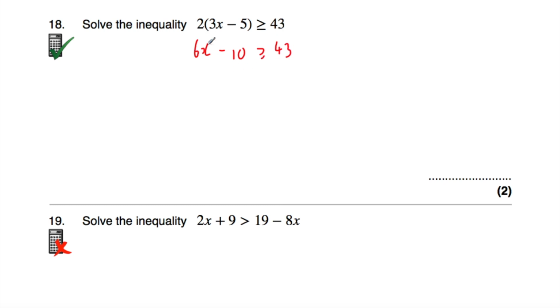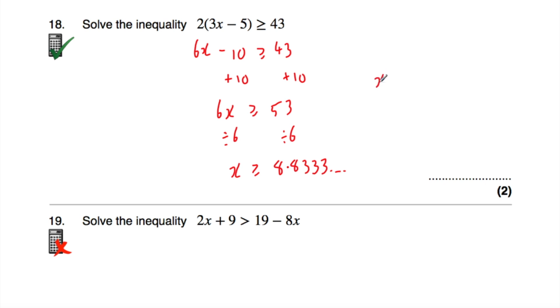Okay, now we want to get the x on its own, so let's get rid of this minus 10. So let's add 10 and add 10 to both sides of the inequality. On the left hand side, we're adding 10 to get rid of the minus 10, so we're just going to be left with 6x, and that's greater than or equal to 53. And now we want to find out what x is, so let's divide both sides by 6. On the left hand side, we're just going to be left with x, and that's greater than or equal to 53 divided by 6, which is equal to 8.8333, and so on. Or you could write it as a fraction.